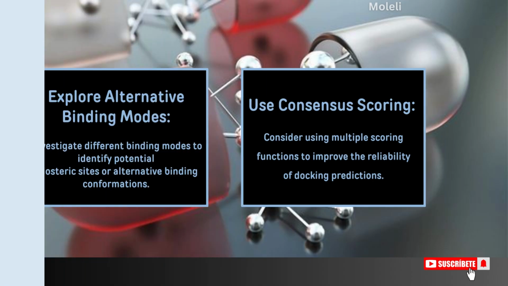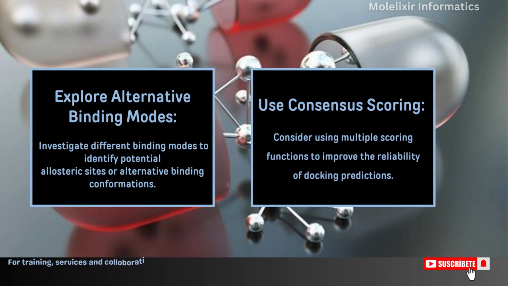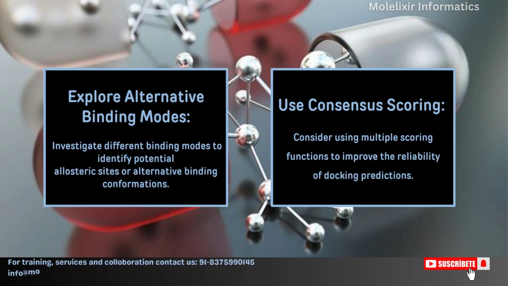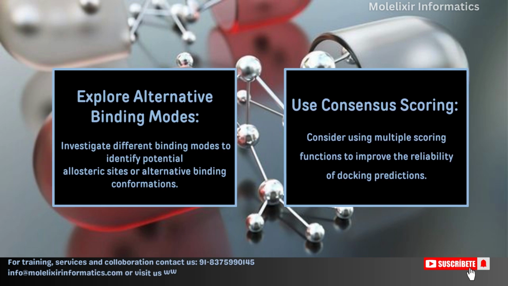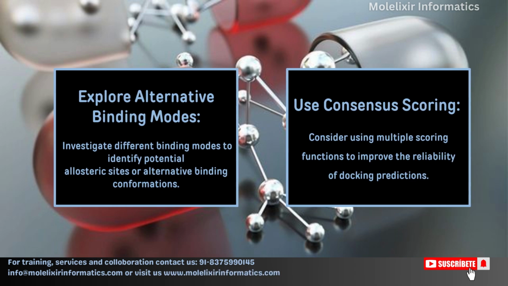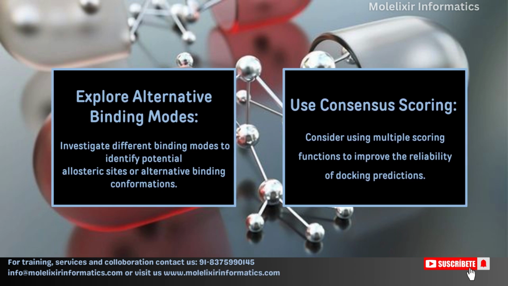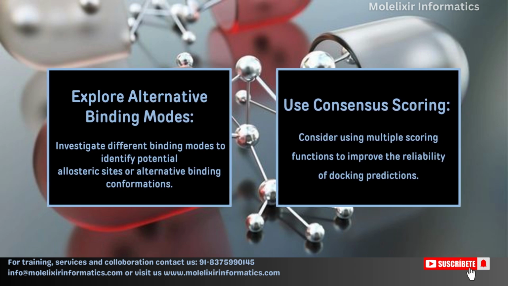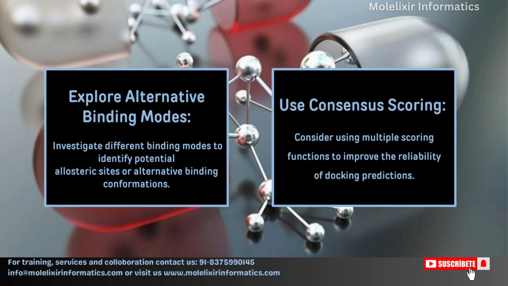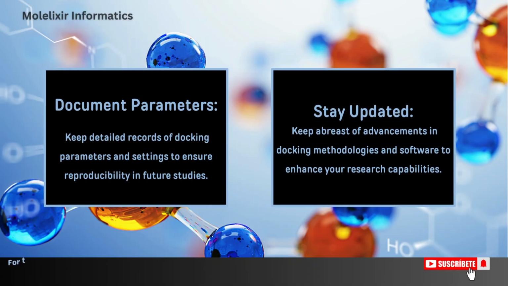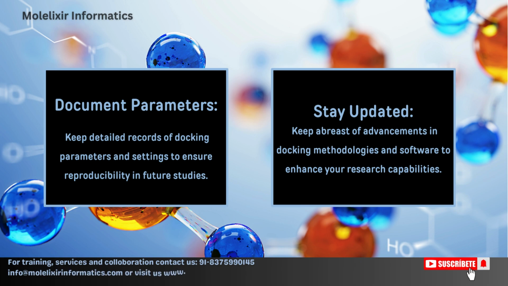Then, explore alternative binding modes. Investigate different binding modes to identify potential allosteric sites and alternative binding conformations. And use consensus scoring. Consider using multiple scoring functions to improve the reliability of docking predictions. And document parameters. Keep detailed records of docking parameters and settings to ensure reproducibility in future studies. Lastly, stay updated. Keep abreast of advancements in docking methodologies and software to enhance your research capabilities.